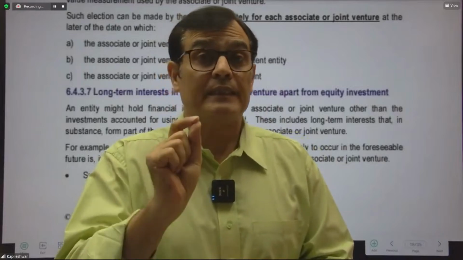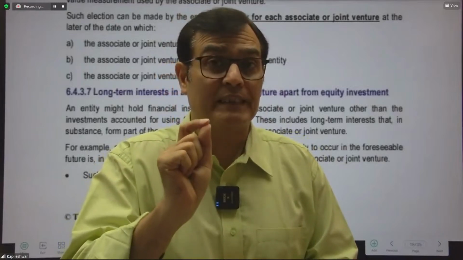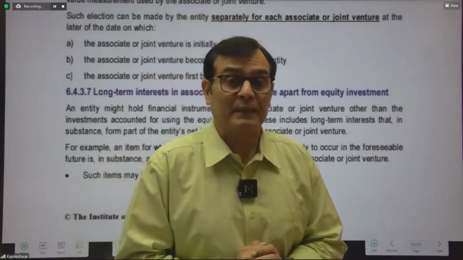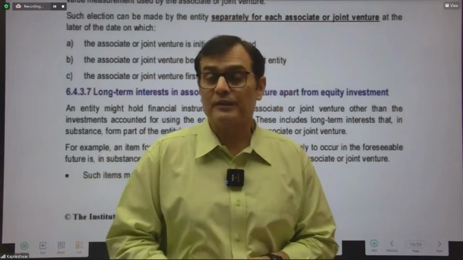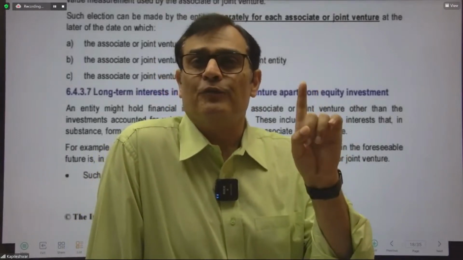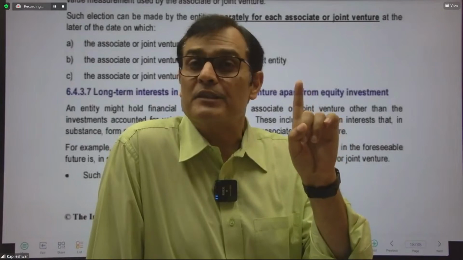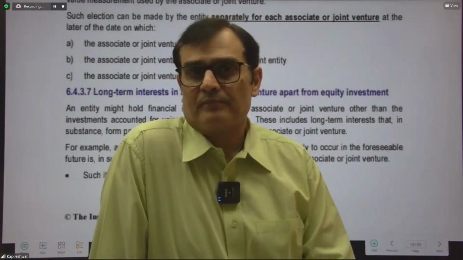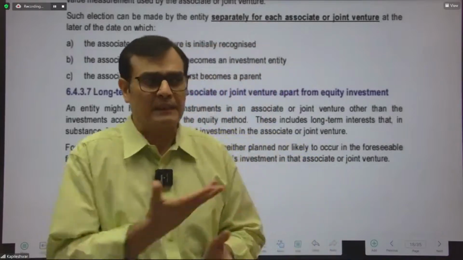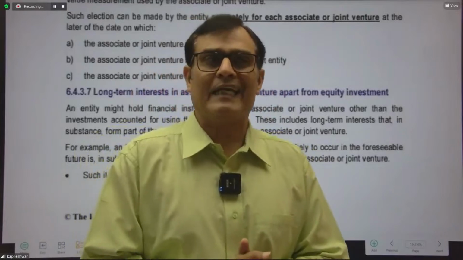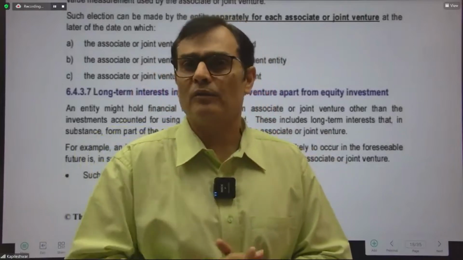Now, let me tell you, the appendix of Ind AS 28 triggers only when two conditions are met. Number one, as an investor, you've got other than equity investments. Number two, the associate should be a loss-making company. Because if the associate is a profit-making company, then this concept would not apply. Then it's an ordinary question, as good as where you had no other long-term interest.